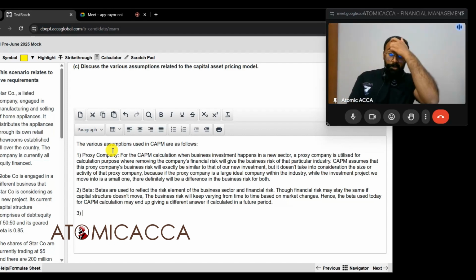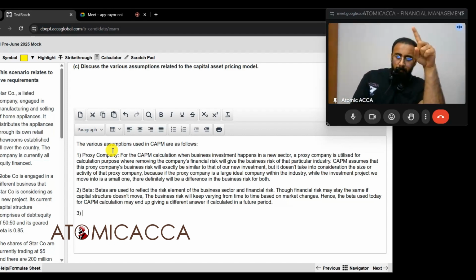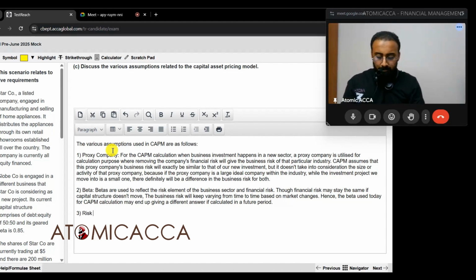Third one. What else did we go through in the formula? We talked about the proxy company. We talked about the beta factor. We talked about the CAPM formula. RF, risk-free rate.